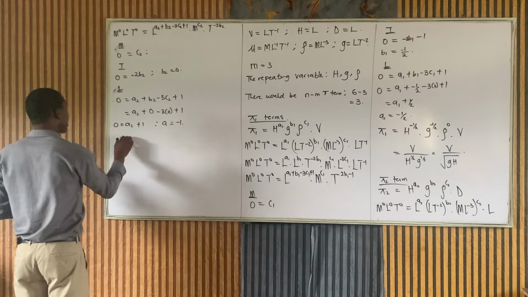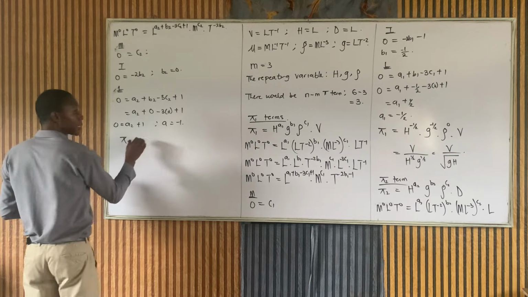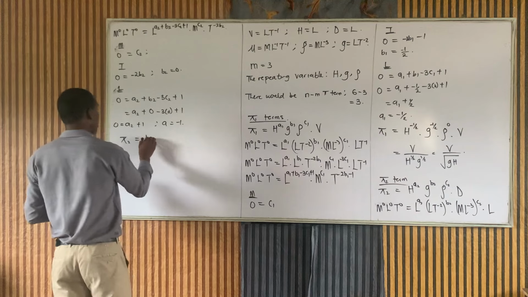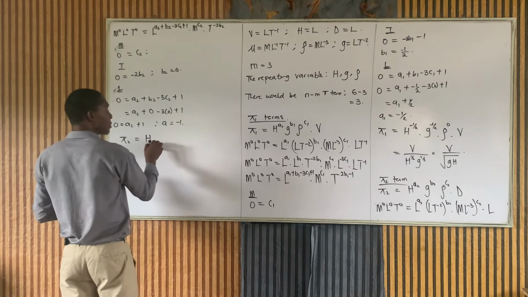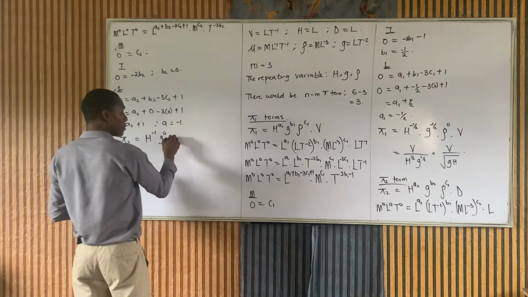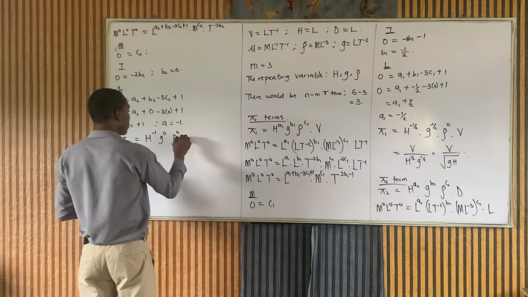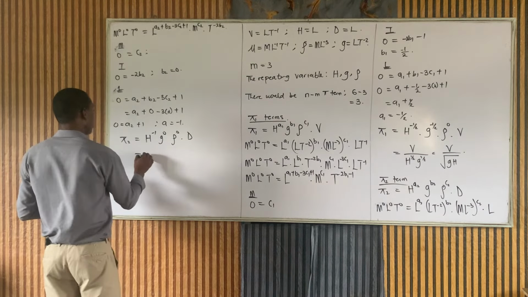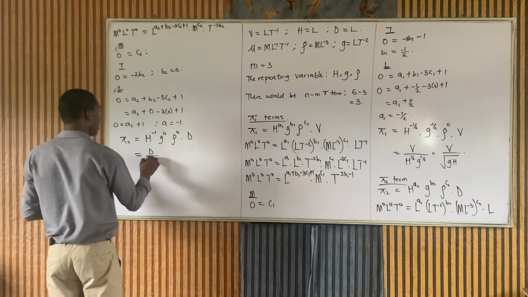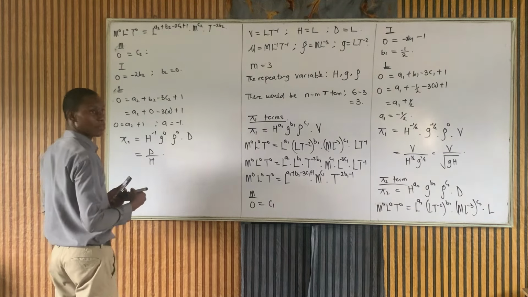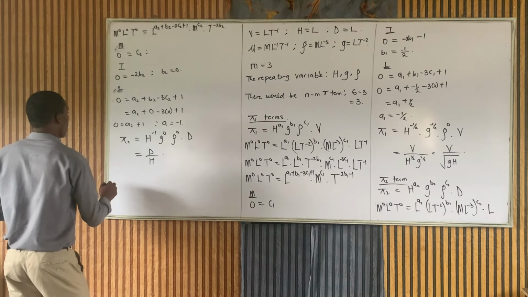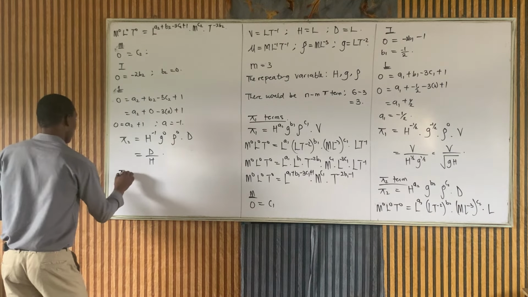So we can say our pi2 term now is equal to h raised to power a2, which is minus 1, and then g raised to power 0, density raised to power 0 times d. This will simply be d, because everything here will give us 1. So this will give us d over h. That's the value for this. Now, the next is for our pi3 term.